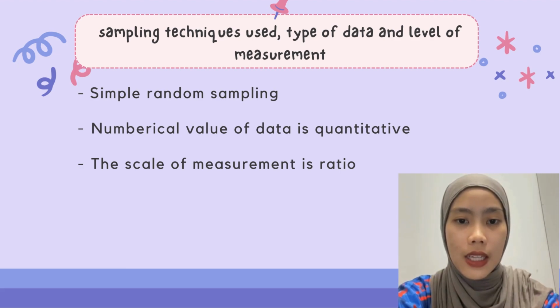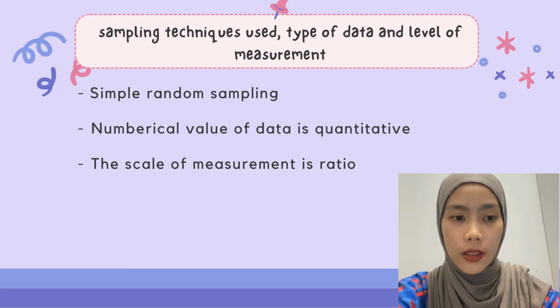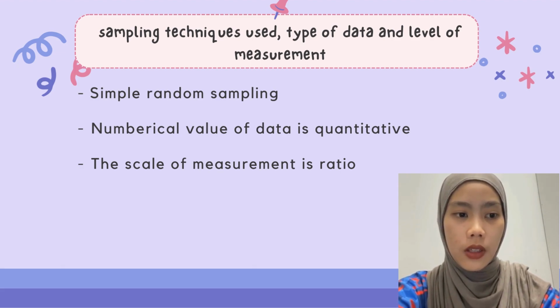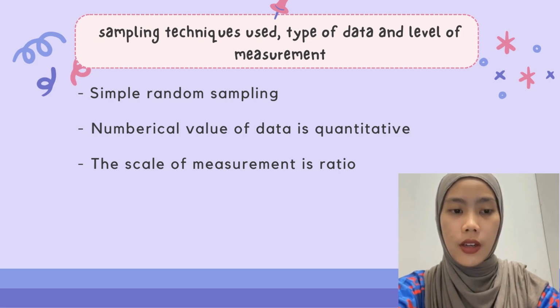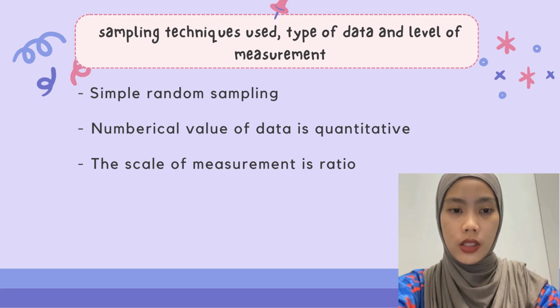Second part is type of data. The type of data in this table is quantitative, because it is a numerical value that can represent a count or measurement.